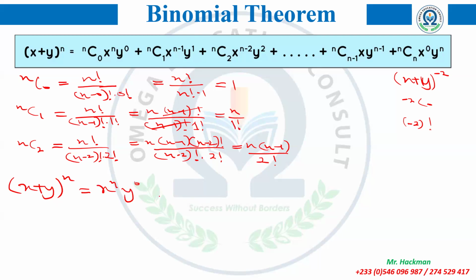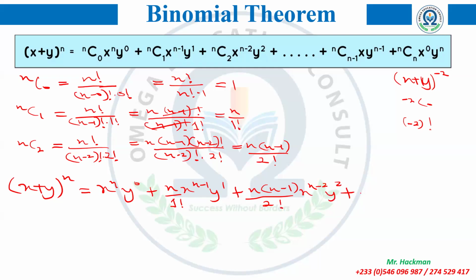Then plus the next one will give us what? n combination 1. But n combination 1 is n over 1 factorial. Is that clear? So I'm going to get n over 1 factorial, then times x to the power n minus 1, then y to the power 1. All correct? Okay, so if you continue, the n combination 2, remember that gave us this. So that will give you n into n minus 1 all over 2 factorial. Then times your x to the power n minus 2, then y squared.